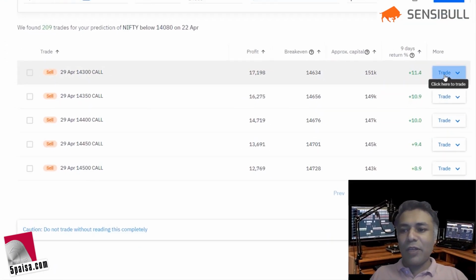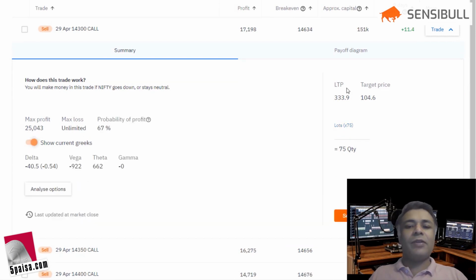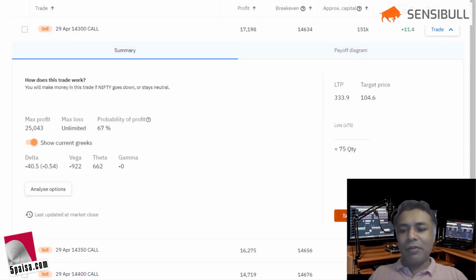And once you expand this thing, you can see how much is the maximum profit, how much is the max loss, how much is the probability of profit. If you're somebody advanced, you can see the Greeks, you can see the payoff diagram, you can do several things here, and you can of course do the trade with a single click from here, or you can do a virtual trade.